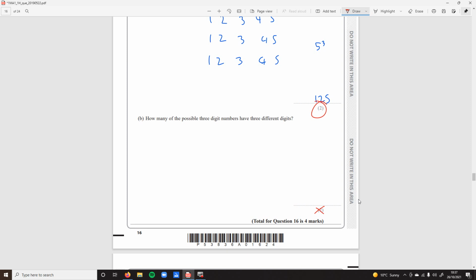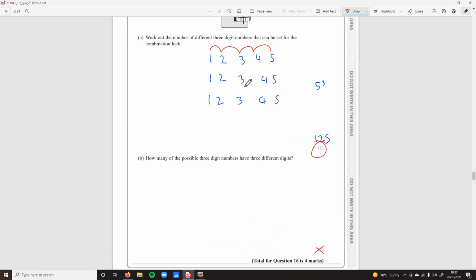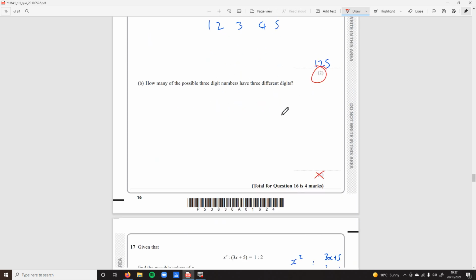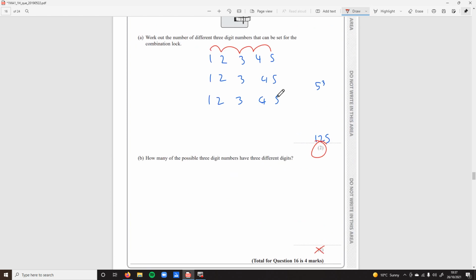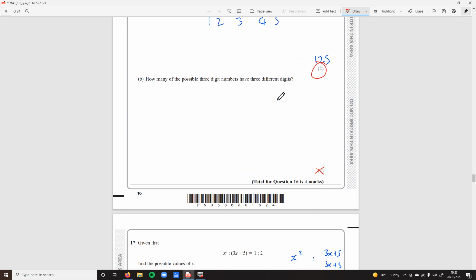5 times 4 times 3. No, because there's 5 different digits, and then there's 4 other different digits that could go with that, and then there's 3 other digits. Okay, that does make sense. Because to do it with all of them, it's 5 times 5 times 5. So then to do it with 3, okay, that makes sense. So it would be 5 times 4 times 3, which is 60.